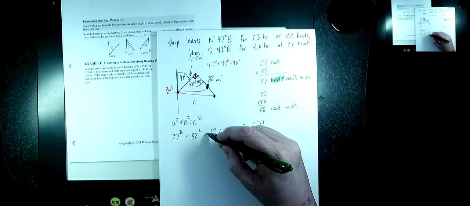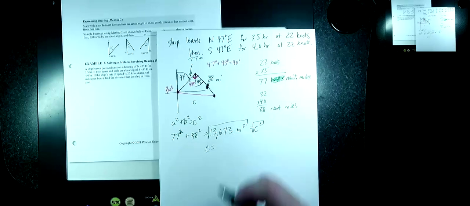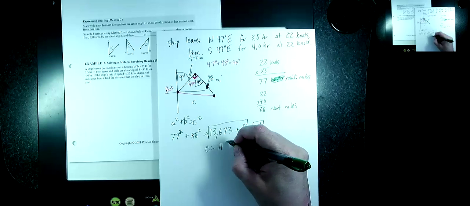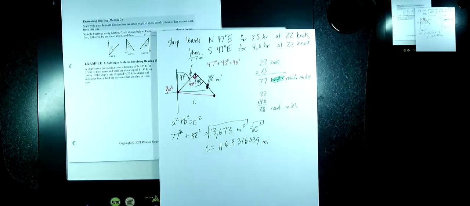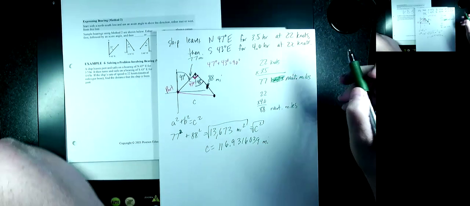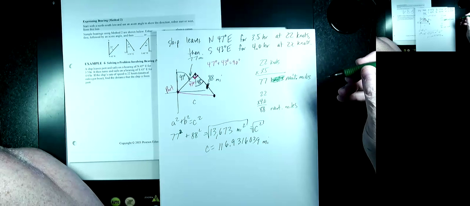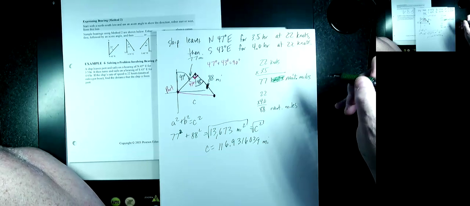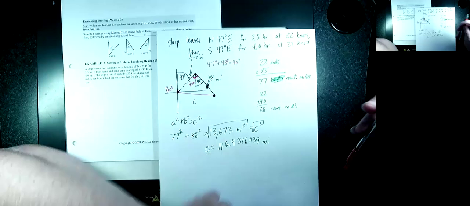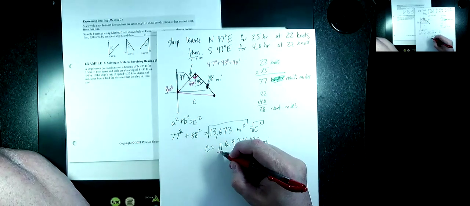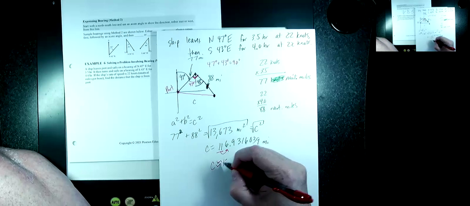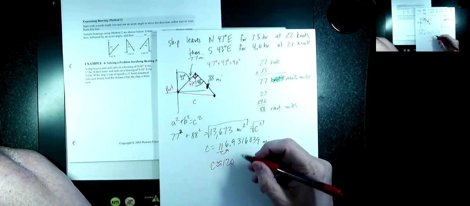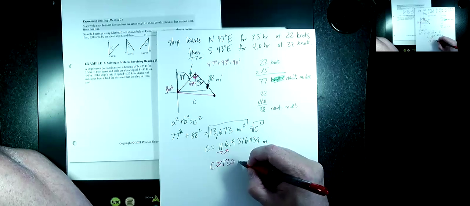So we'll take the square root of both sides. And c equals 116.93160039 miles. We only have two significant digits, so we should only round to two. So this looks like we're rounding up. We're going to say C is approximately 120 nautical miles.